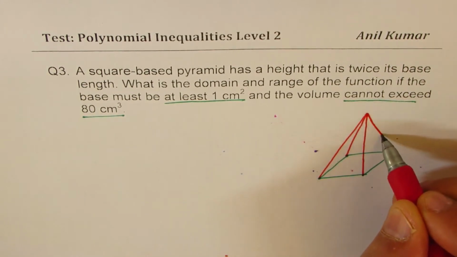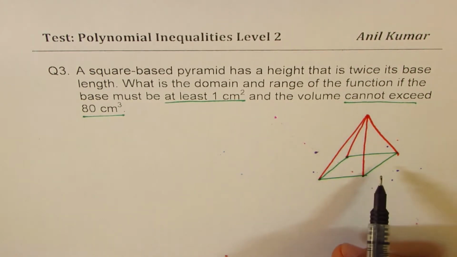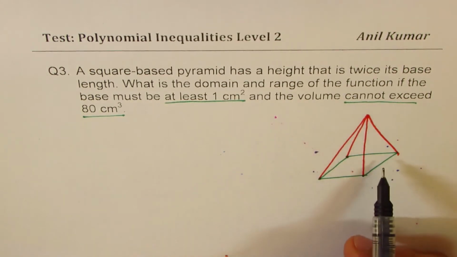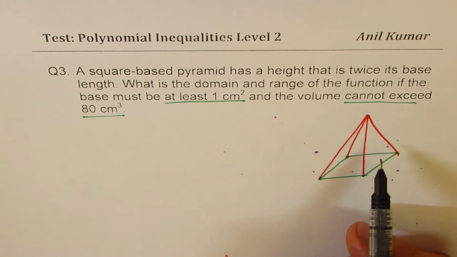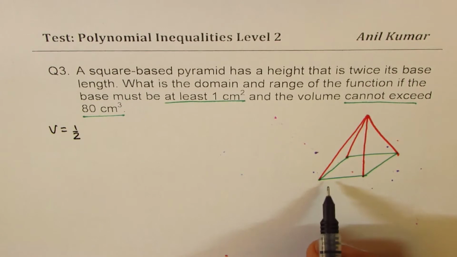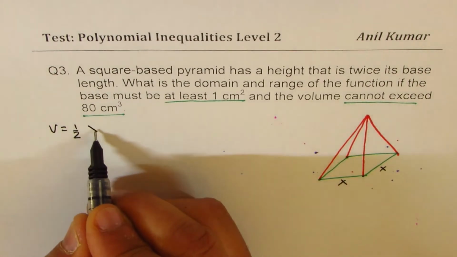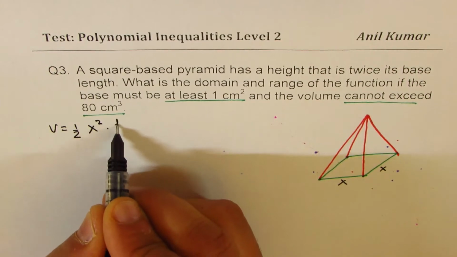Now what is the expression for volume? For any pyramid, if you consider a cylinder, it is 1/3 of the cylinder. So we can say volume is 1/3 of the area of the base. These sides are x for you. So which is x squared times height.